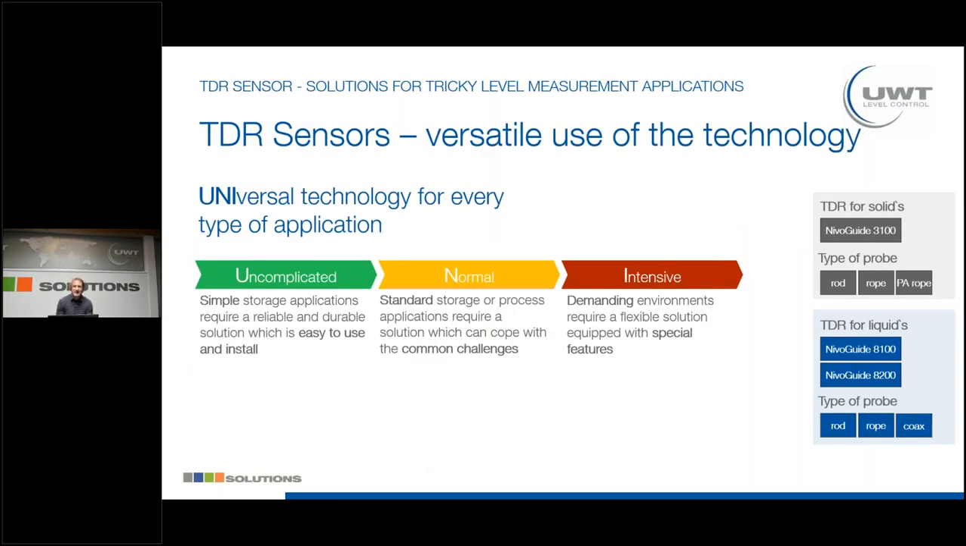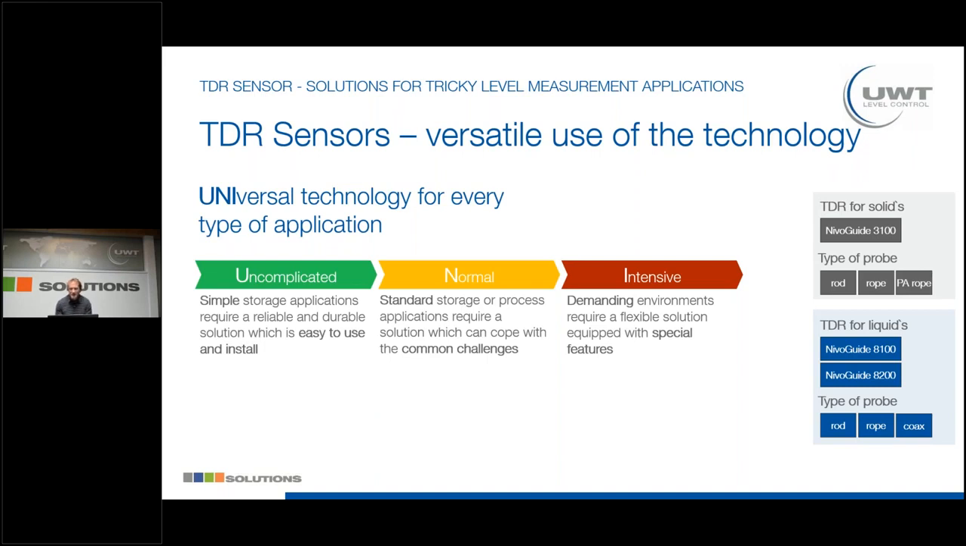So TDR sensors, you can use them very versatile in many types of applications. So it's a universal technology. The uni stands for uncomplicated, normal, intensive. So we can use it for the uncomplicated applications. These are simple storage applications which require a reliable and durable solution. And what is important, it should be easy to install and easy to use.